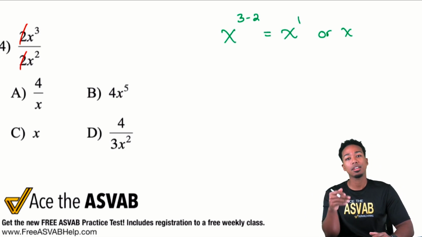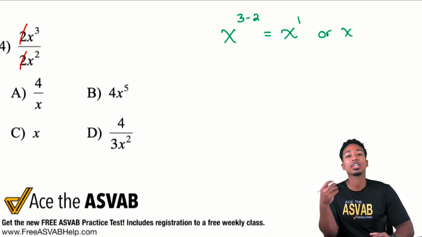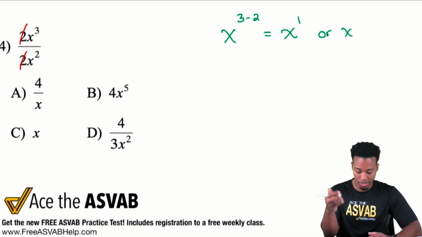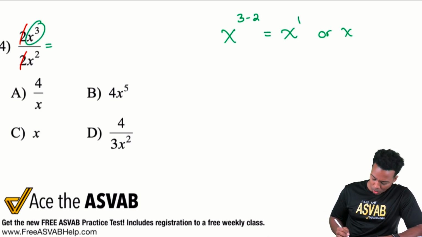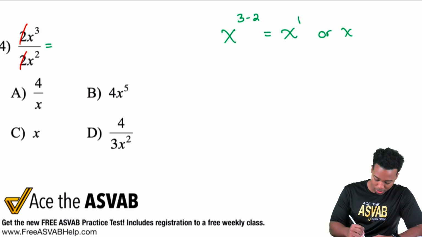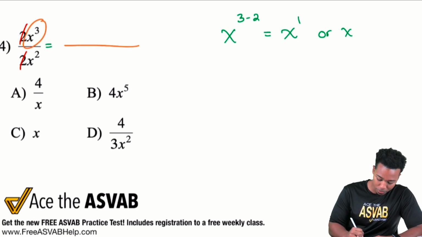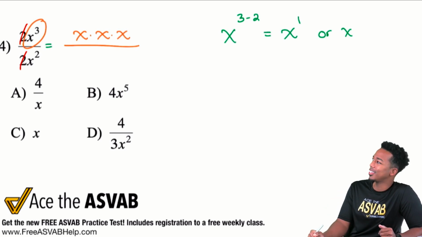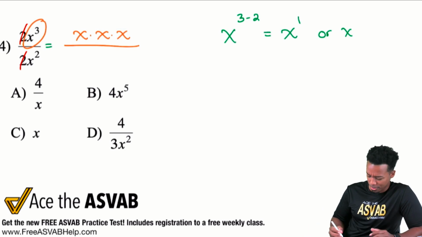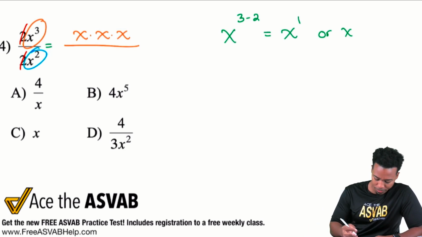Because when you're dividing powers, what you're doing is canceling out exponents. Don't believe me? Watch this. X to the power of 3. What's that going to be? Let me use a different color here. X to the power of 3 is going to be x times x times x. Right? Now, if we're taking a look at the denominator here, x squared, isn't x squared the same thing as x times x? Right?